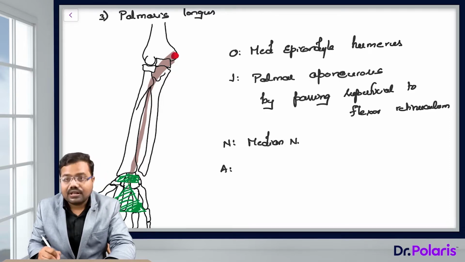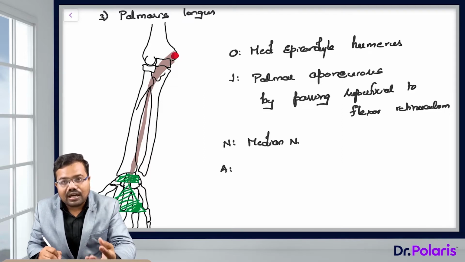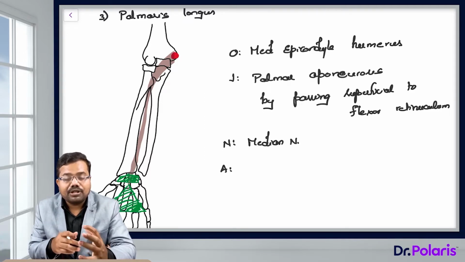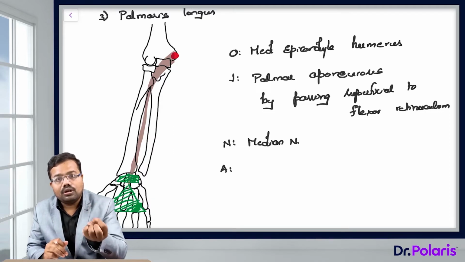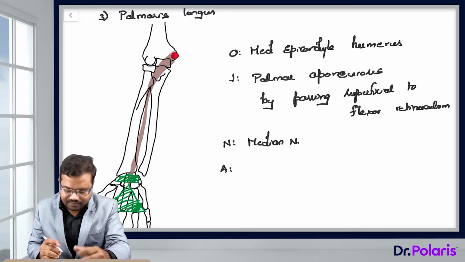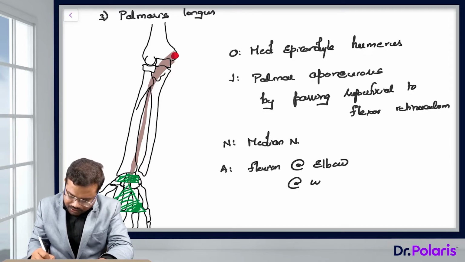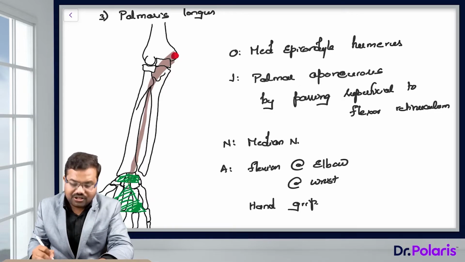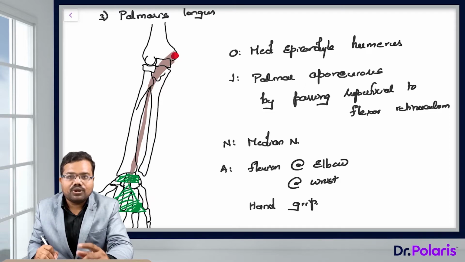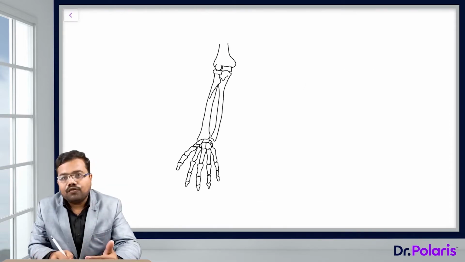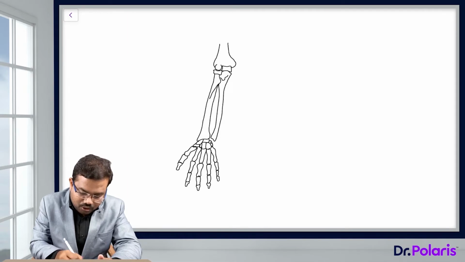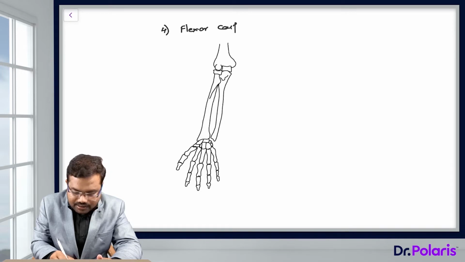And the action is it causes a weak flexion at the elbow joint and also at the level of the wrist joint. But the major one is to make the grip at the level of the hand. So flexion at the level of the elbow joint, at the level of the wrist joint, and also make hand grip. These are the actions of Palmaris longus. That's about the third muscle in the superficial part. Next, the fourth muscle in the superficial compartment and the superficial part is flexor carpi ulnaris.